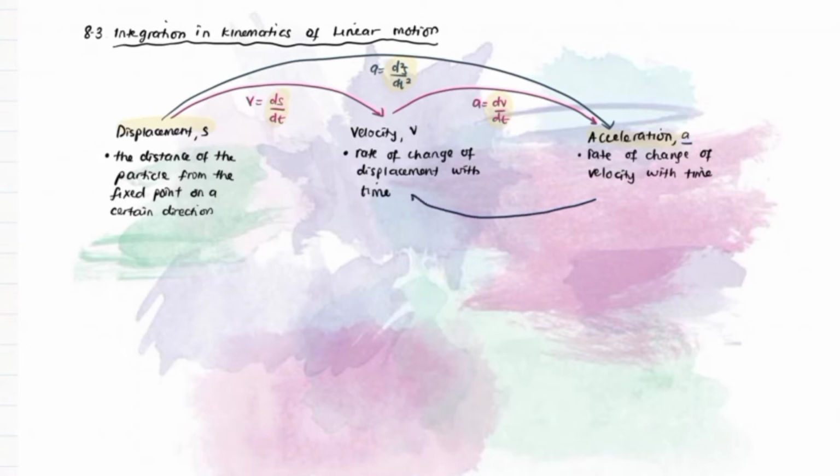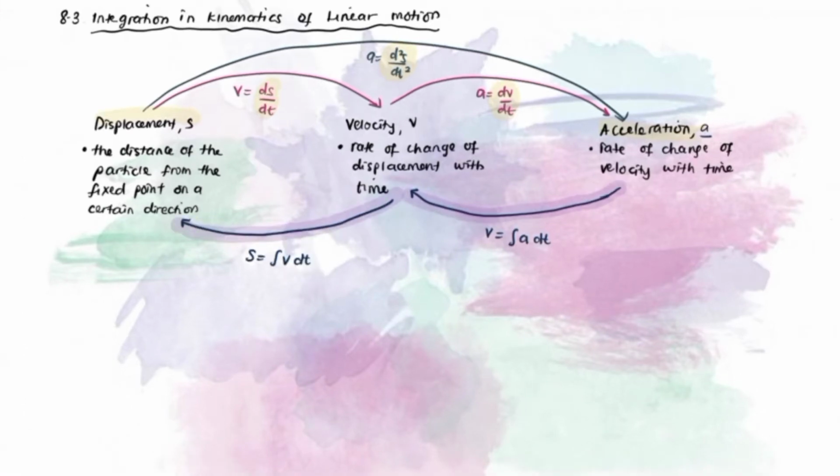When we have the acceleration function, the velocity function can be determined by integrating the acceleration function with respect to time. If we have the velocity function, the displacement function can be obtained by integrating the velocity function with respect to time. When the acceleration function is given, the displacement function can be obtained by performing two consecutive integrations, like this.